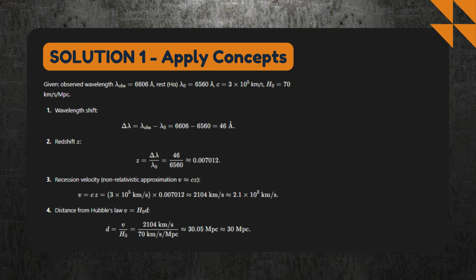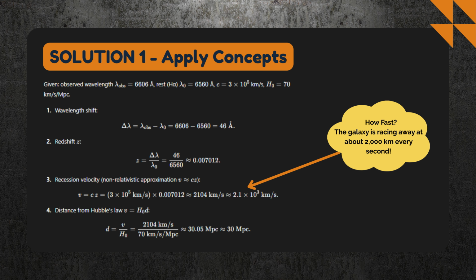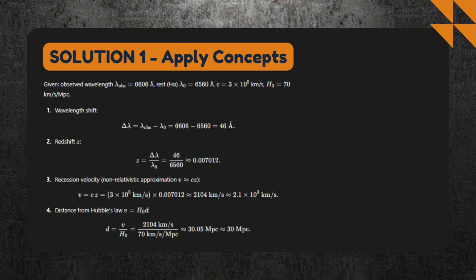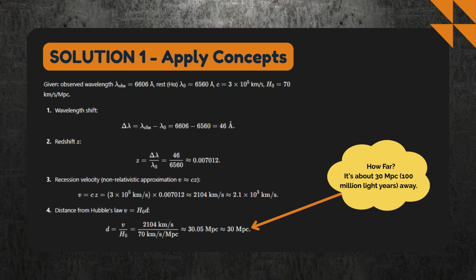original value. Step 3. Find the velocity. Multiply the fractional shift by the speed of light. So the galaxy is racing away at about 2,000 kilometers every second. Step 4. Find the distance using Hubble's law. Divide the velocity by Hubble's constant. This works out to about 30 megaparsecs, which is roughly 100 million light years.